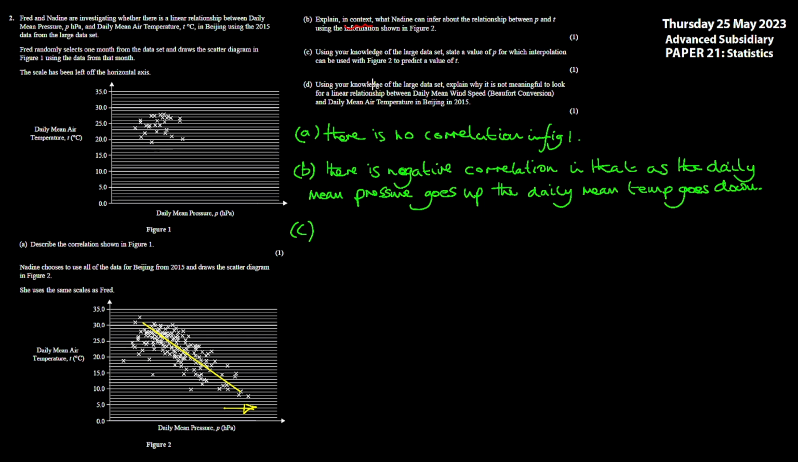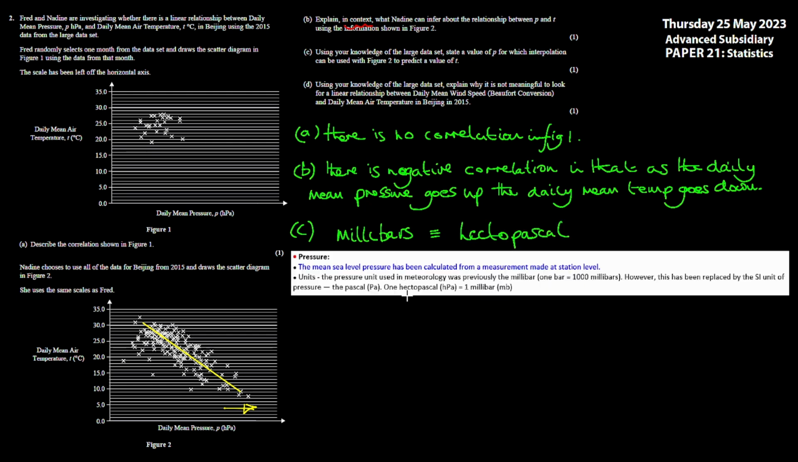Part C now tests your knowledge of the large data set and the notes that are supplied with it, in that it's asking you to state a value for P, in other words, this axis down here, to be used to interpret the correlation, sort of asking you what is pressure measured as. Well, it used to be measured in millibars, but the SI unit for millibars is a hectopascal. And here is an extract from the accompanying notes for the large data set, which states what I've just said, that 1 hectopascal equals 1 millibar.